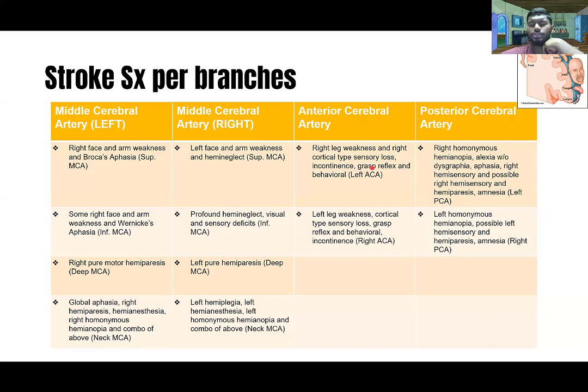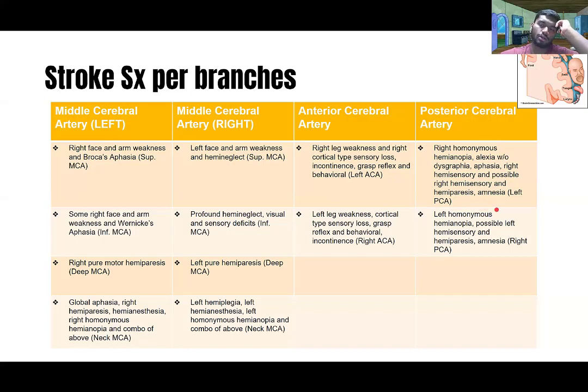So moving on to your right ACA, you're going to have the contralateral leg weakness because it damaged this area. You're going to have some incontinence because of your bladder, your detrusor muscle. And you're going to have your cortical type sensory loss, your stereognosis, and your graphesthesia. And your grasp reflexes because of the reason just mentioned above, the loss of the inhibitory signal from your frontal lobe because of that damage there.